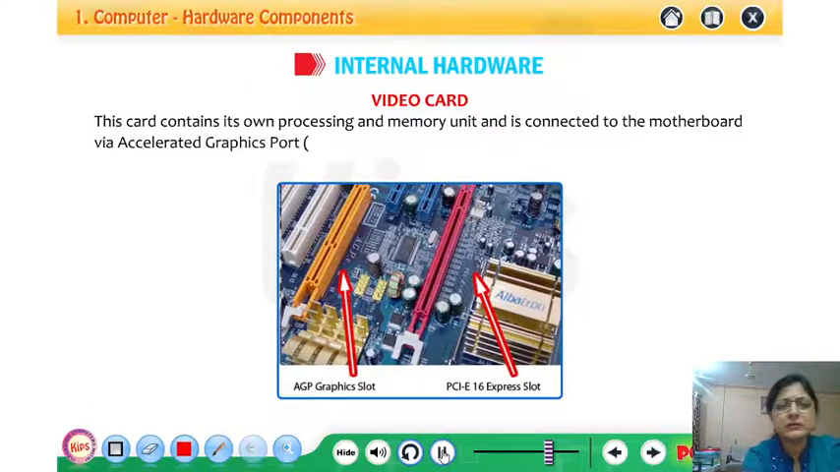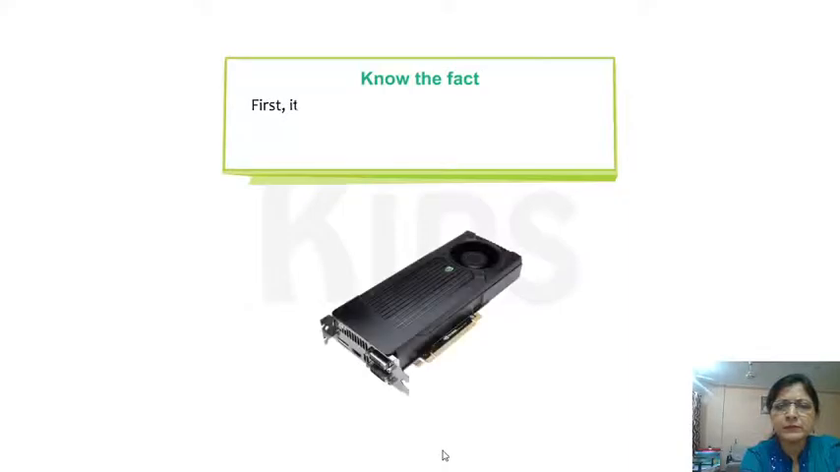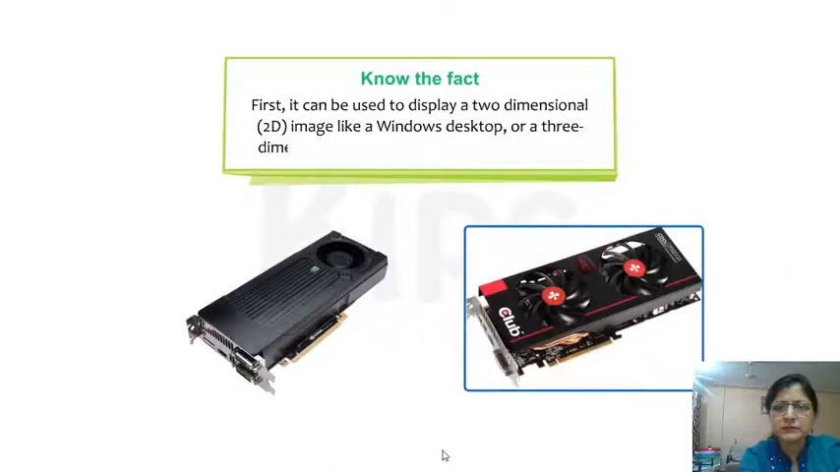The connection is via Accelerated Graphics Port, AGP, or PCI, Peripheral Component Interconnect. Students, know the fact that a video card can handle two types of video images. First, it can be used to display a two-dimensional 2D image like a Windows desktop, or a three-dimensional 3D image like a computer game.